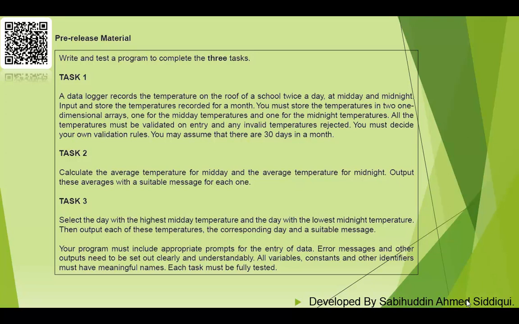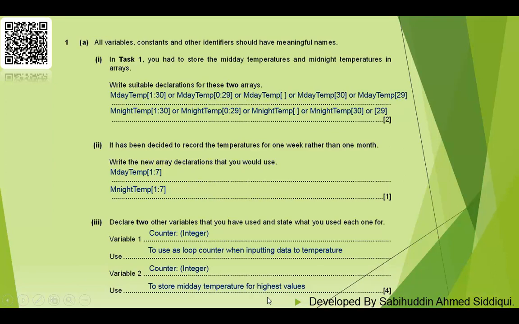So continue with the next part, question number 1 in relation to this pre-release material. Now you can see the question. Question 1, part A: all variables, constants and other identifiers should have meaningful names. Here you have to understand task 1 only. In task 1 you have to store the midday temperatures and midnight temperatures in arrays. That means you have to declare the arrays for 1 month, as you studied in task 1 of the pre-release material.